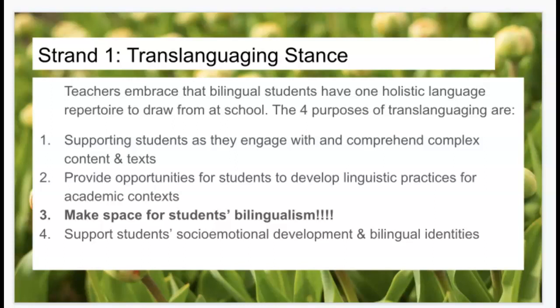It does not mean concurrent translation. It means strategically using their first language to help them acquire the second. And we'll talk about that a little bit in a minute. And then number 4, the stance means that teachers understand how to support students' socio-emotional development and bilingual identities.